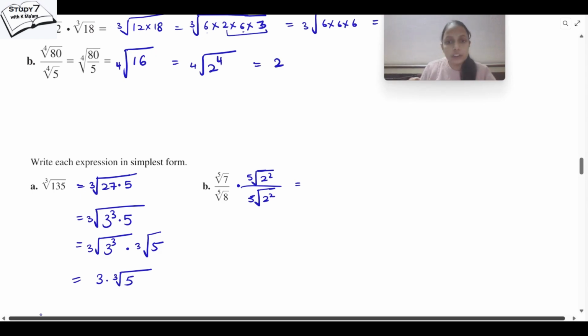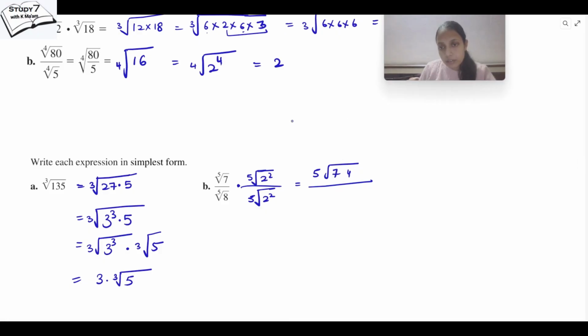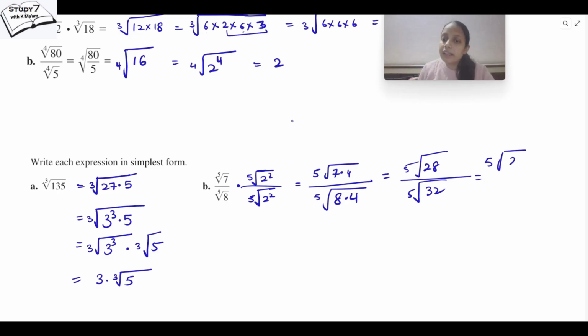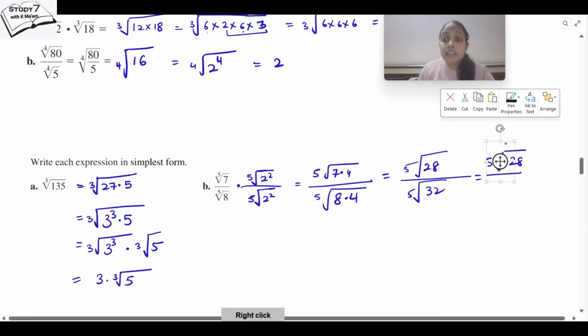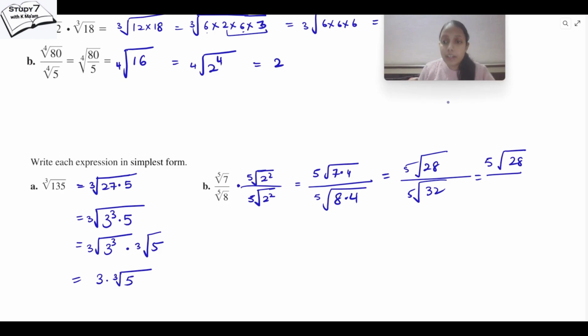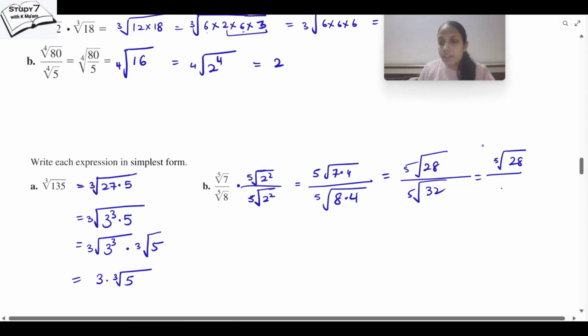It's a rationalization. The numerator will not be affected. It's the fifth root of 7 times 4 over the fifth root of 8 times 4. That's 32, and this is the fifth root of 28. Fifth root of 28 as it is. What is 32? 32 is 2 power 5. So that 5 and 5 cancel.